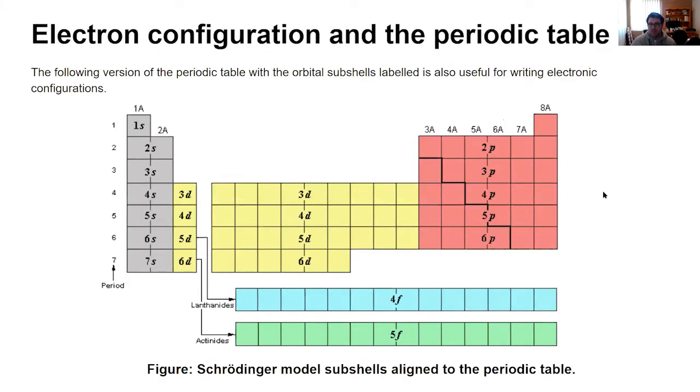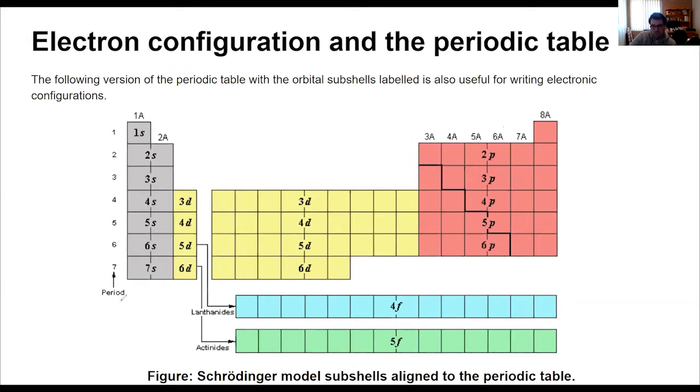Now there's a very helpful thing for you to be aware of, and that is where the different shells and subshells line up on the periodic table. All of our S subshells are found here. All of our P subshells are found there. And then of course our transition metals just here. These are our D subshells. Then you have your F subshell with your lanthanides and actinides down the bottom.